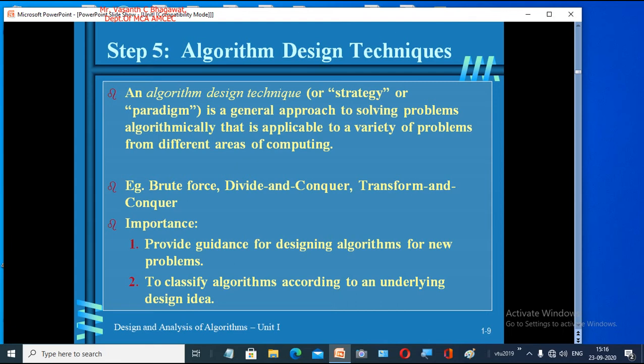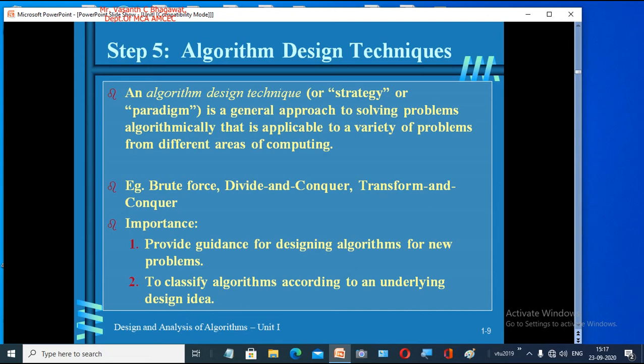And the last one is the algorithmic design technique. Once you have selected the algorithm, you should know the algorithm design technique. What do you mean by algorithmic design technique? If you look at the definition, the algorithmic design technique, or you can call it a strategy or a paradigm, is a general approach to solving problems algorithmically that is applicable to a variety of problems from different areas of computing. What does this mean? In order to solve the problem algorithmically, we can apply different strategies, or in simple terms, we have different methods to solve that particular problem.